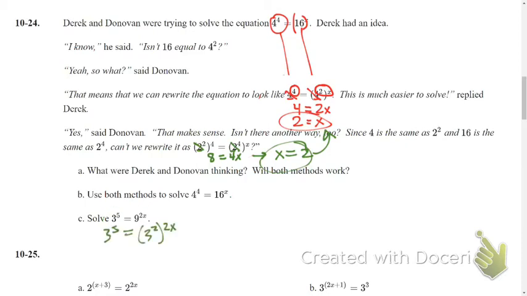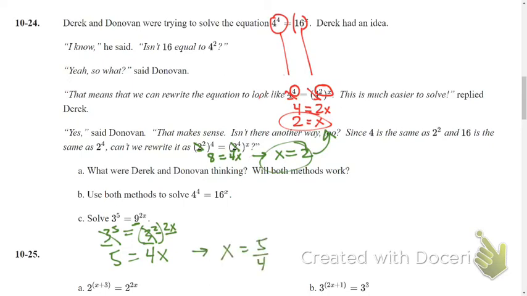Okay, so hopefully you rewrote the 9 as 3 to the second power, because 3 squared is 9, right? So now, if I have the same base of 3's, I can ignore the 3's. My exponent was 5, equals, well, I have 2 raised to another power of 2x, which should be 4x. And so I divide both sides by 4. X is going to equal 5/4.